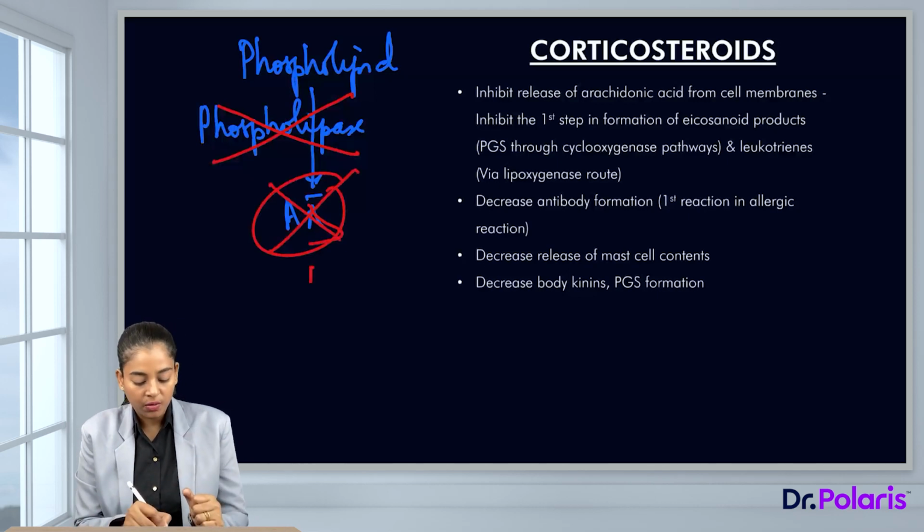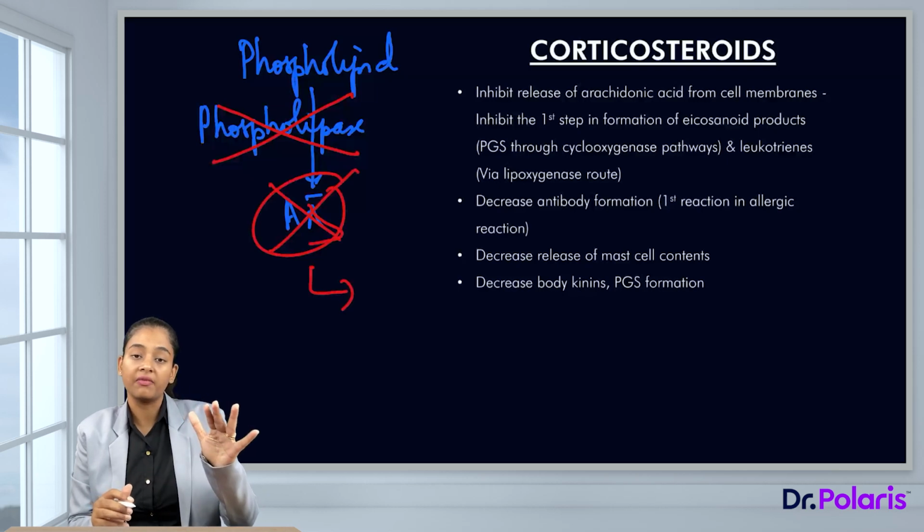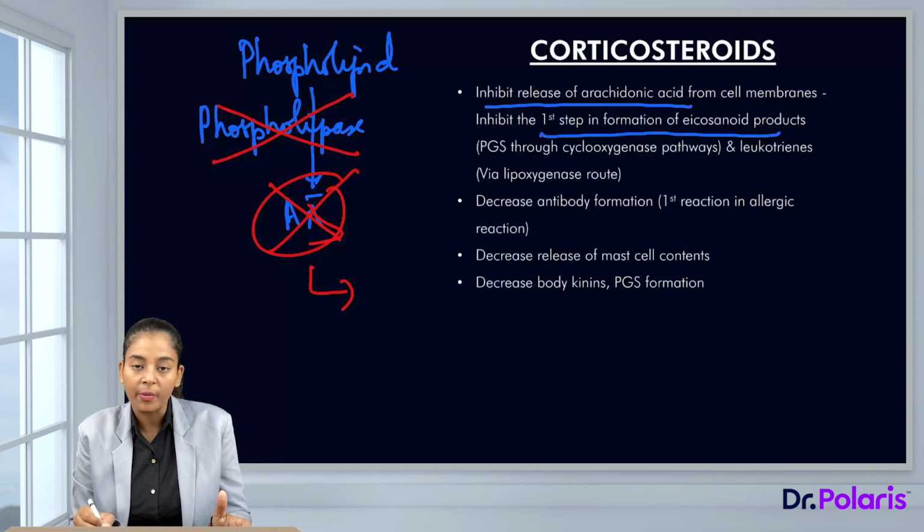From arachidonic acid the other inflammatory mediators are synthesized. So if you block the first step itself, the inflammation will not progress. That is what corticosteroids do. They inhibit the release of arachidonic acid from the cell membranes, which is the first step in the formation of eicosanoid products, that is prostaglandins and leukotrienes.